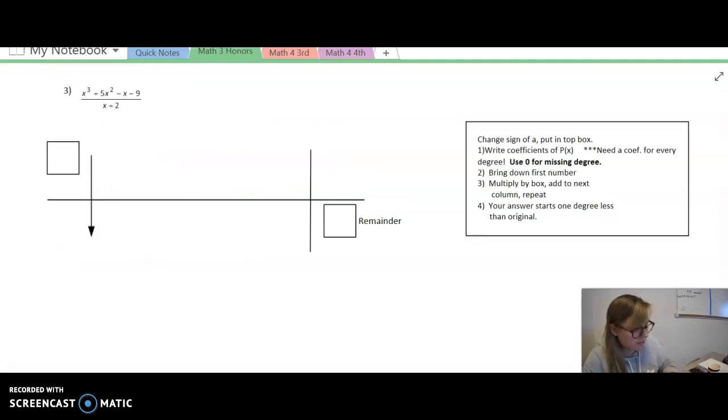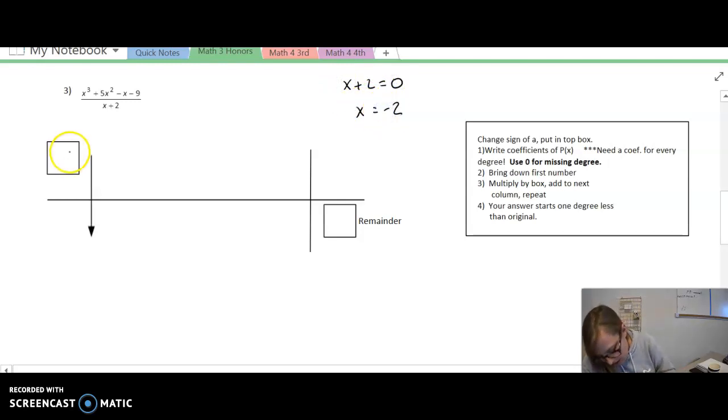So this next one, you might be thinking, this is kind of different. Well, it means the same exact thing. It means x to the 3rd plus 5x to the 2nd minus x minus 9 divided by x plus 2. So again, I'm going to solve for x. So then I get negative 2. And remember, this might not always be -2. I know a lot of these happen to be -2, but remember, it will not always be -2.